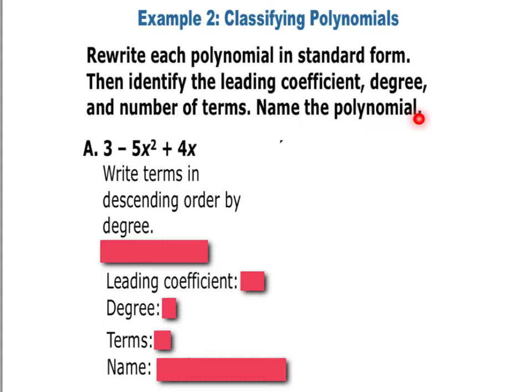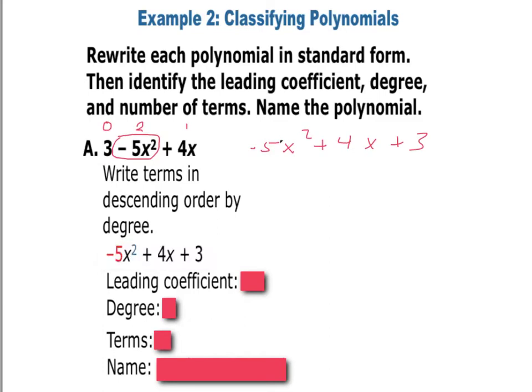When I put it in descending order, notice this is a degree of 2, this has a degree of 1, this has a degree of 0. Now make sure you take the sign in front of the term with it. So it's going to be negative 5x to the second plus 4x plus 3. Okay, so now let's compare and see how that looks. Did we get it correct? Yes, we did.